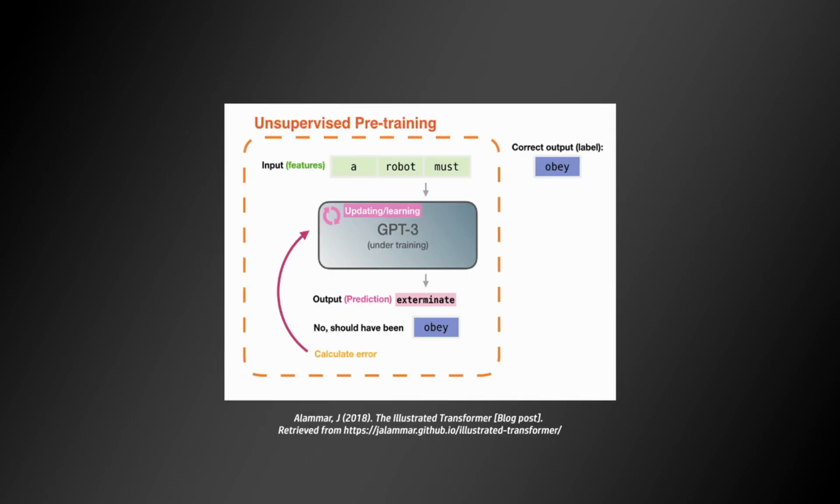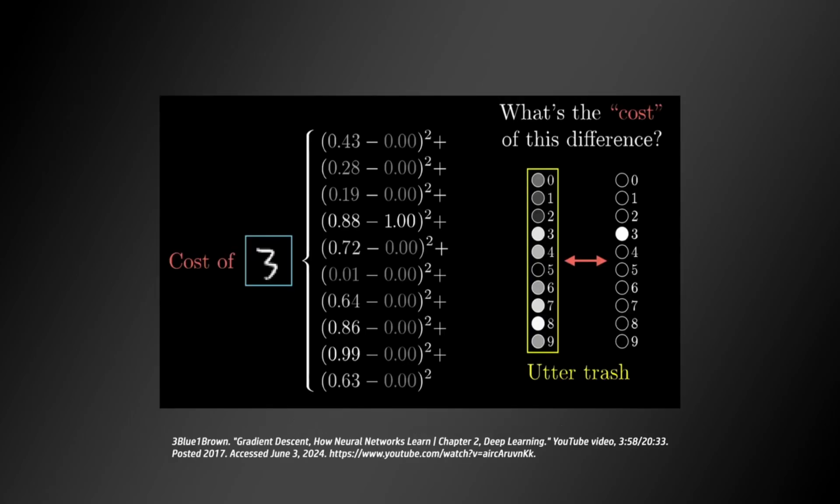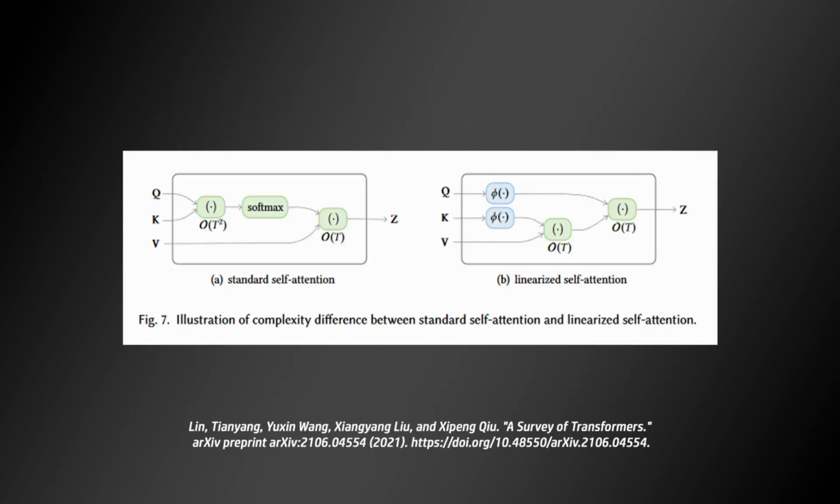When it's being trained, it's fed strings of words with the correct next word. After it predicts the next word, the model calculates the difference between its guesses and the correct answer. The difference is called the loss. The model then adjusts the weights of the neural network based on this loss to improve accuracy in a process called backpropagation.